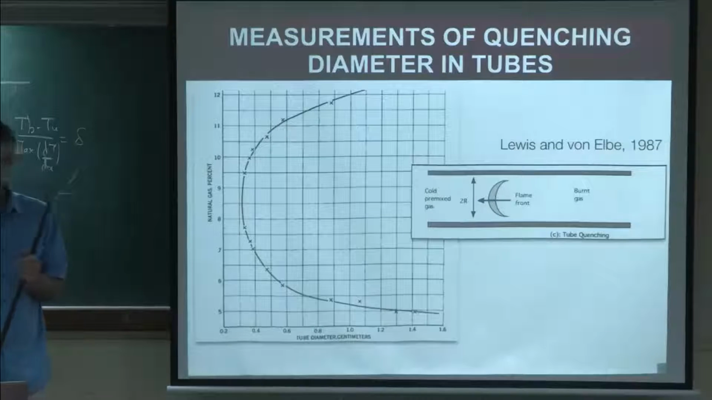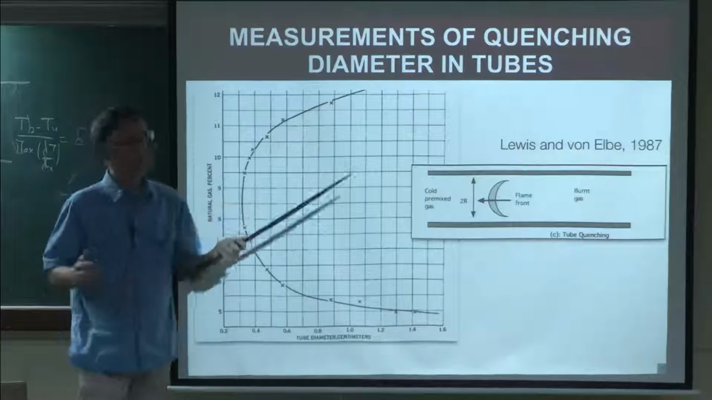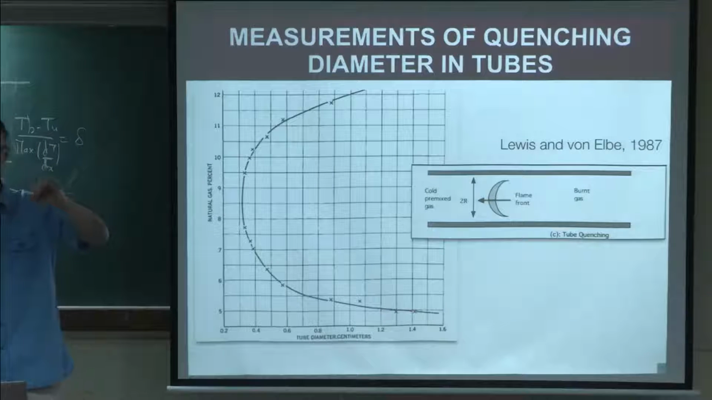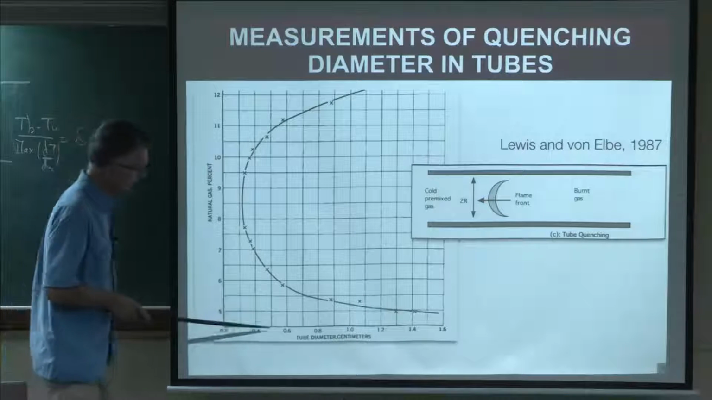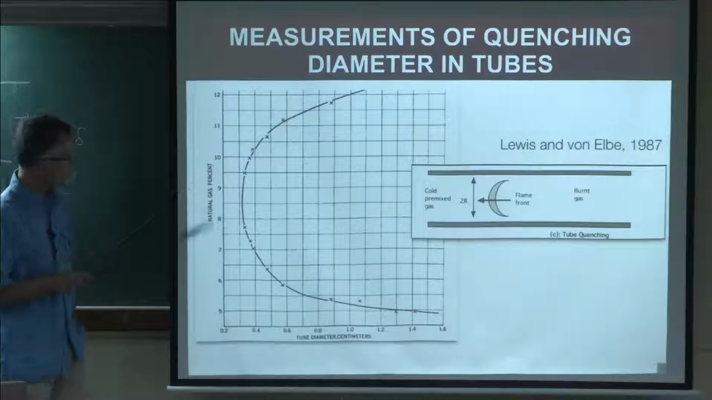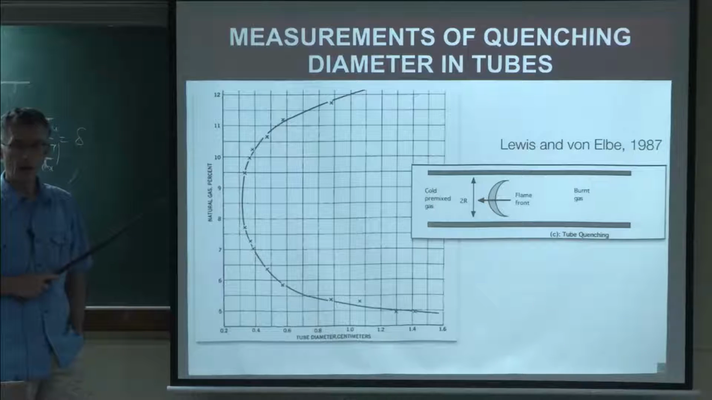So these quenching diameters are very easy to measure. You just take all kinds of tubes, make them smaller and smaller. At some point, the flame doesn't go through them, and this is plotted here. This is the tube diameter you need for quenching as a function of the equivalence ratio.